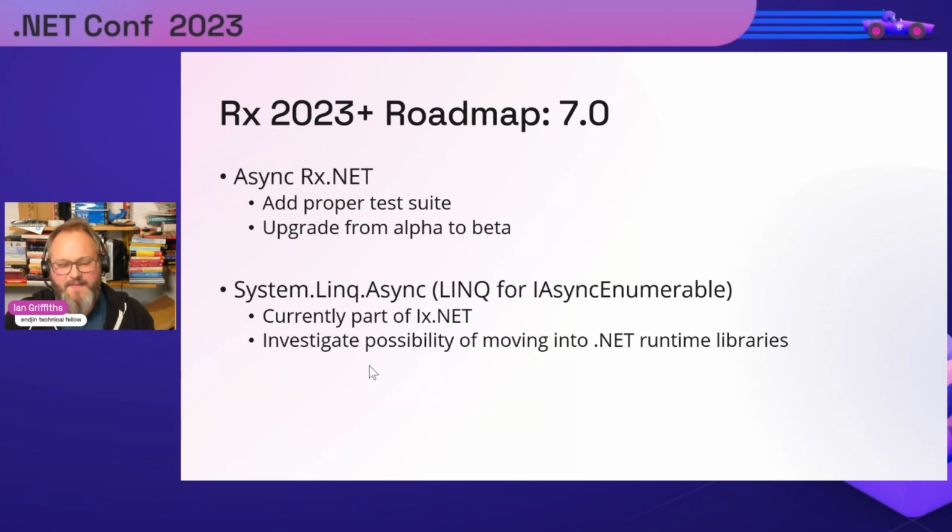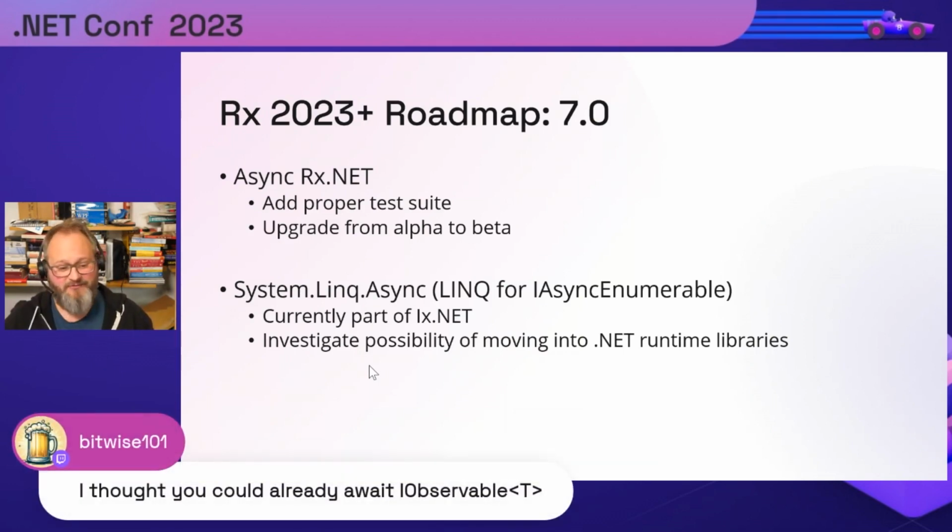So what else? We're going to improve async Rx.NET. Oh, I saw a question go past, by the way. Someone said, hold on, I thought you already could await an IObservable. Yes, you can. You can await an IObservable. What you can't do is use an await inside an observer. So observers are the things that receive notifications. You can await an IObservable, and that's fine if you expect that IObservable to produce exactly one thing. That's fine. That works.